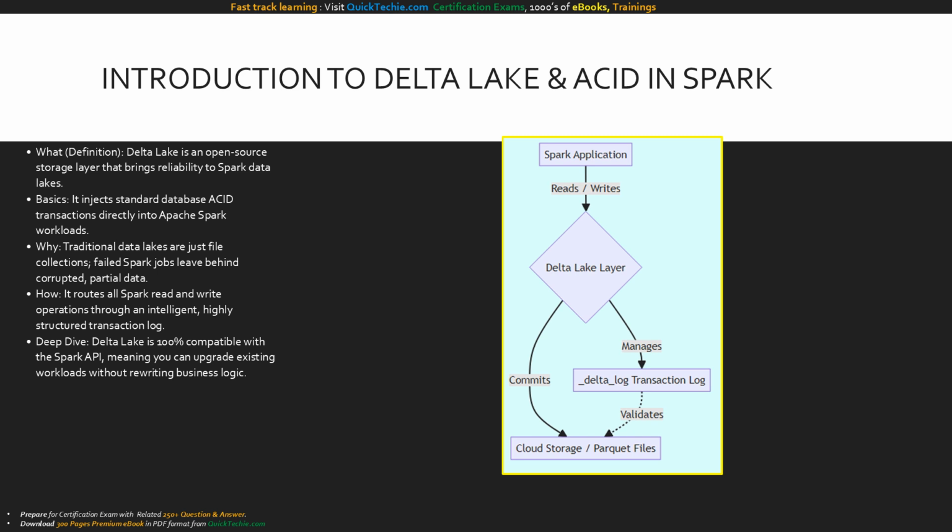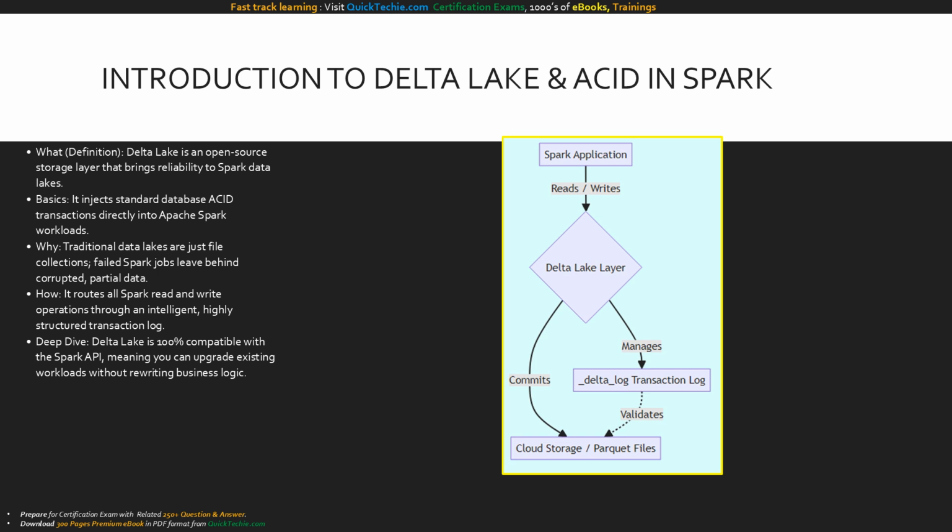It brings ACID transactions, which relational databases have relied upon for decades, right into your distributed Spark environment. This means no more dirty reads, no more corrupt partitions from failed jobs, and seamless unification of your batch and streaming data pipelines. As we progress through this training, you will learn exactly how Delta Lake achieves this, how to optimize your tables using advanced clustering, and how to apply it in real-world, enterprise-level architectures.